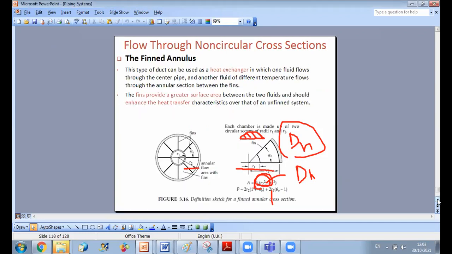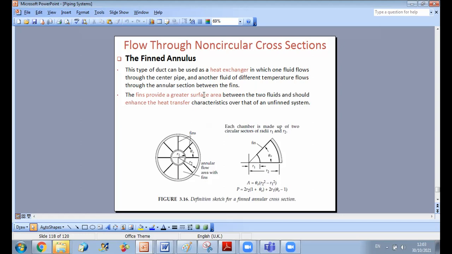Okay, now a very important type also of non-circular cross-section is the finned annulus. Why is it important? Because it is widely used in heat exchangers, and after we finish with the pipes we will go over heat exchangers. We will see that the finned geometry is very good for heat exchangers because it allows us to increase the surface area of contact between the two fluids, which will enhance heat transfer.